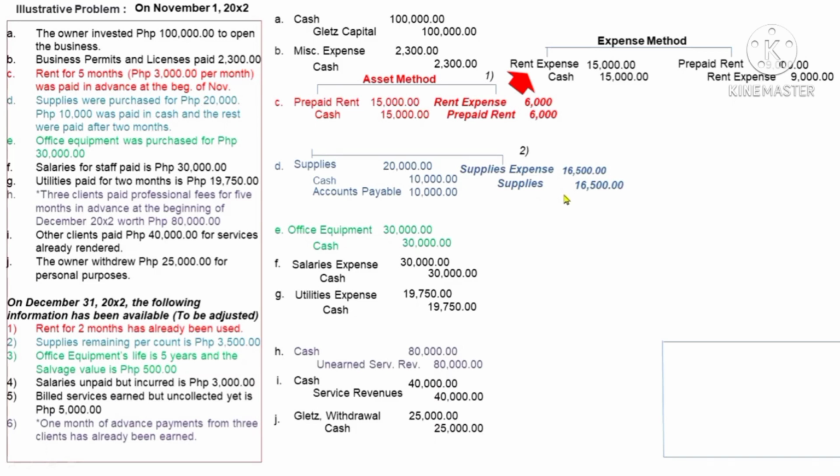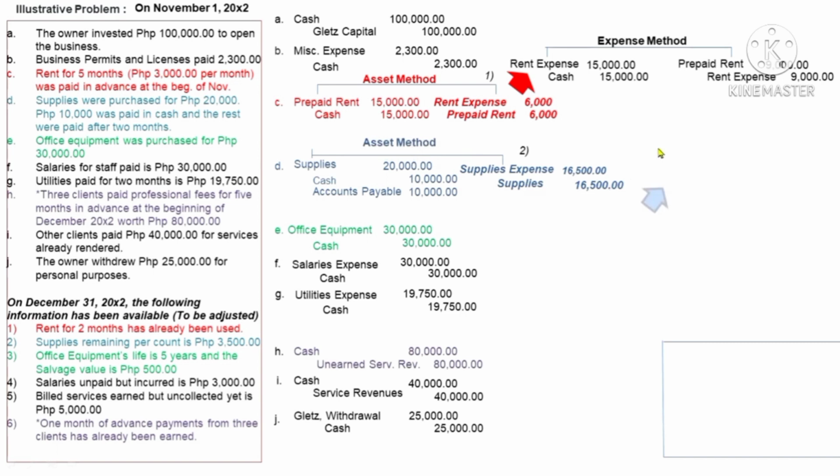But then again, in the last video, or episode 5 for adjustments, I emphasized that supplies is also a deferred asset, so it can also be accounted for using either the asset method or the expense method. What we did here is what we call the asset method.